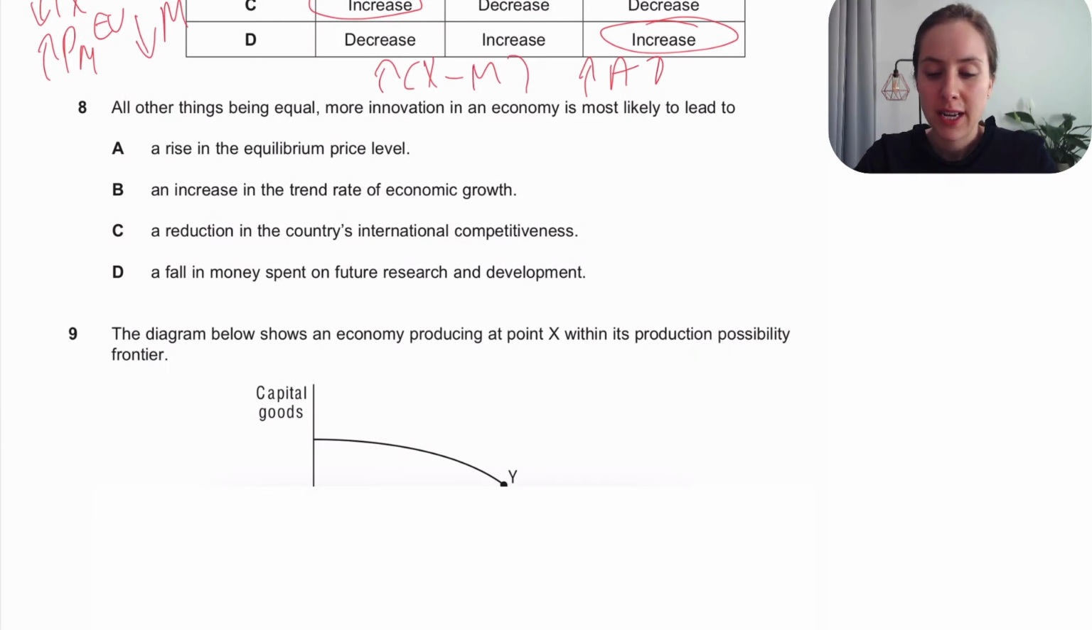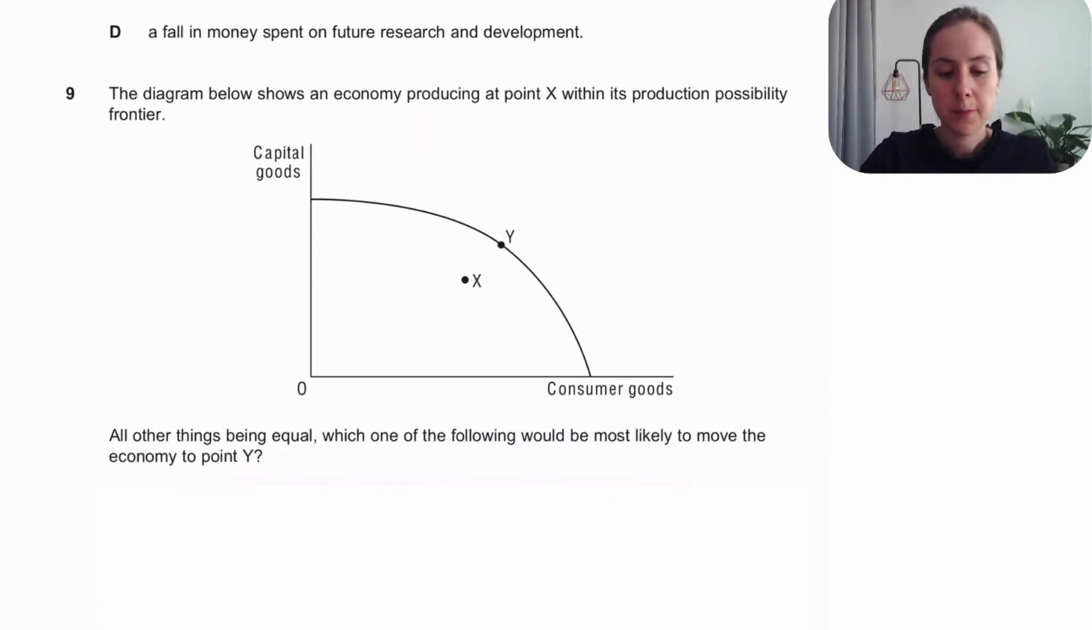More innovation in an economy. That's going to shift your long run AS to the right. So an increase in trend rate of growth. Yeah, did you know your long run AS determines your potential, your long term trend rate of growth?